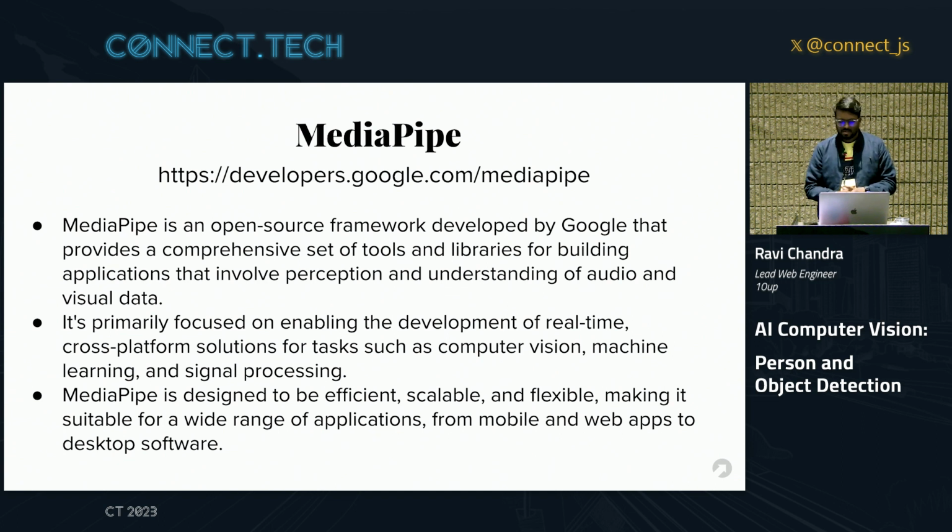So you don't need to know any of the convolutional neural network or try to wrap your head around it, you can just start using MediaPipe, and you can integrate any cool AI solution if you have a need for that. And it is designed to be efficient, scalable, flexible, in a wide range of applications from mobile, web, or even desktop software.